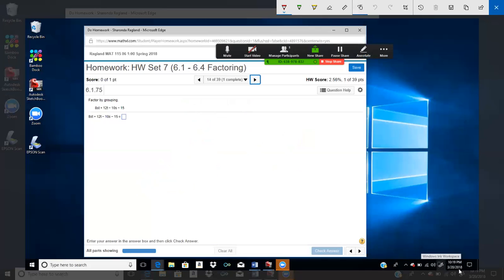All right, so we have 8st plus 12t minus 10s minus 15, okay? We have 4 terms. We don't have any like terms to combine. So again, we have group 1 plus group 2. What are we going to put in group 1 and what are we going to put in group 2?